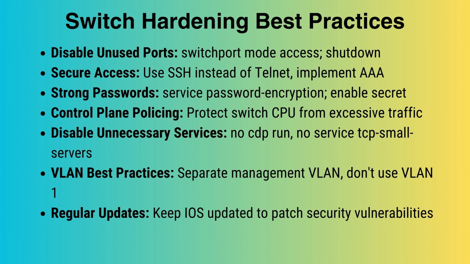Switch hardening involves implementing best practices to secure the network and protect it from threats. Here are some key practices. Disable unused ports to prevent unauthorized access, using shutdown on unused interfaces. Secure management access by using SSH instead of Telnet and implementing AAA (authentication, authorization, and accounting) for access control.